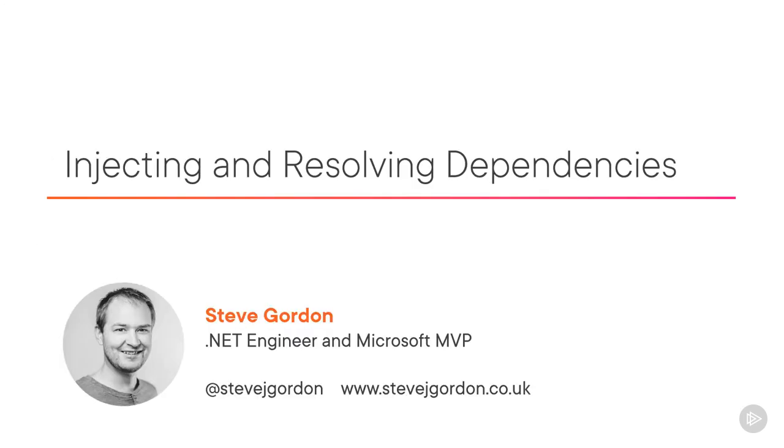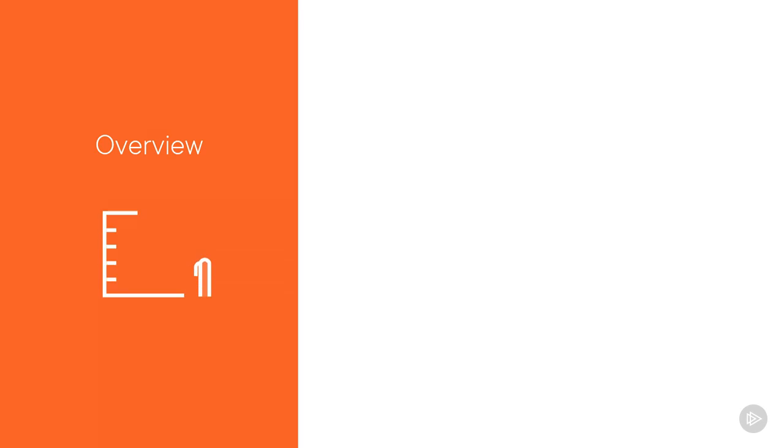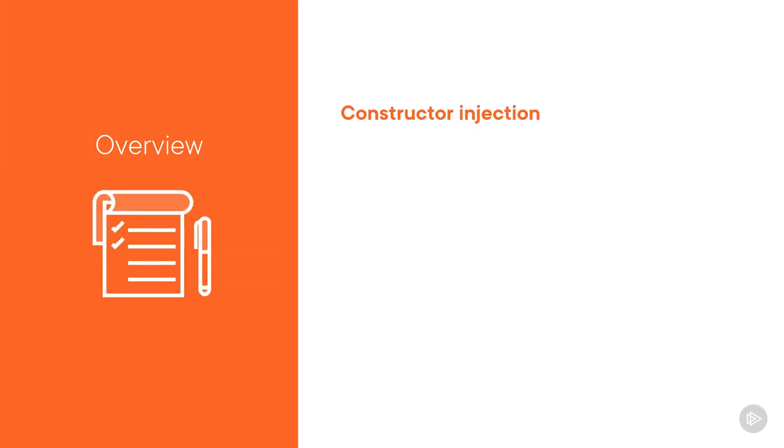Welcome back. This module will continue our journey, focusing on injecting and resolving dependencies. We'll begin by learning about the locations where services can be injected via constructor injection and the rules for injecting into constructors. We'll look at injecting services directly into action methods and why this may be useful.